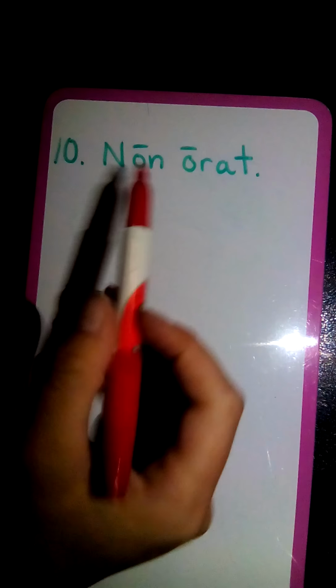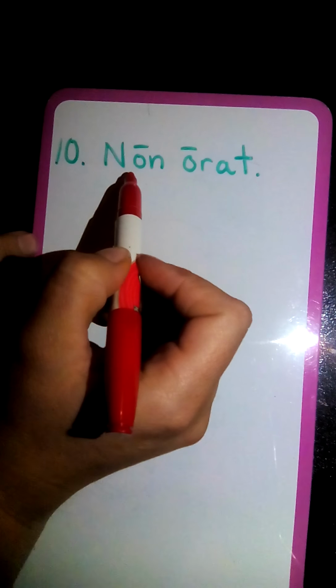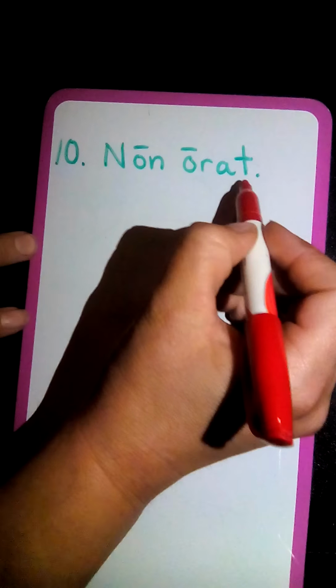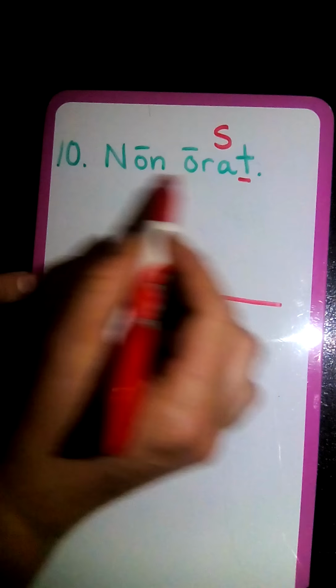So up next, we have number 10. Number 10 says non orat. So non, we know, is our adverb, standing directly before the word it modifies, which is our verb, ending in just a t, which makes this singular. So to diagram, this is: does not pray.